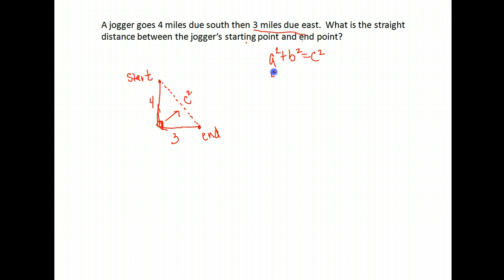Put in our information. Our a and our b, our legs, are 4 and 3. Our c, we're not sure. 4 squared is 16. 3 squared, 3 times 3, is 9. Add 16 and 9 gives you 25. And finally, we take the square root. Again, normally we would put plus or minus, but -5 can't be a distance. So 5 is the only thing that makes sense in this situation.